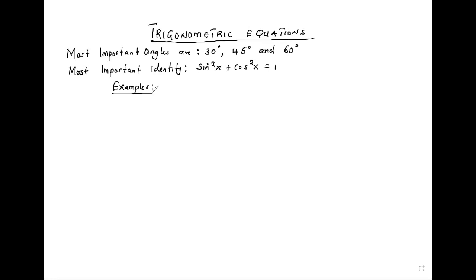Our examples are coming from tutorial sheet 5. We'll start with question 7. Question 7 says, solve for x. Solve for x that lies in between 0 and 2 pi.